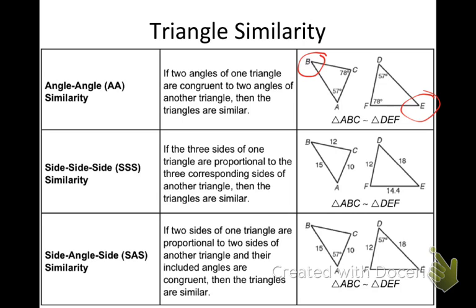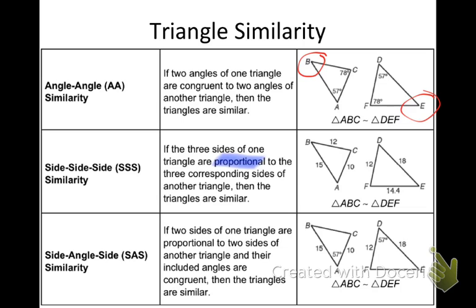Side, side, side. If the three sides of one triangle are proportional to the three corresponding sides of another triangle, then the triangles are similar. Now, proportional means they have the same ratio, as in all of them would be like 1/2 or 1/3 or 2/4 or 1/4. Okay, they're all the same proportion or same ratio.